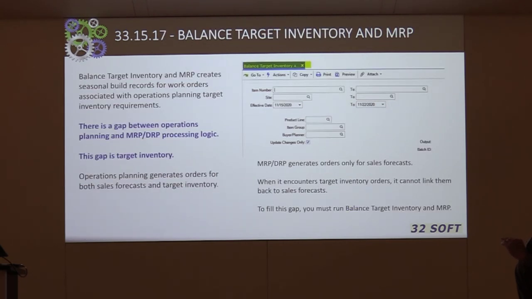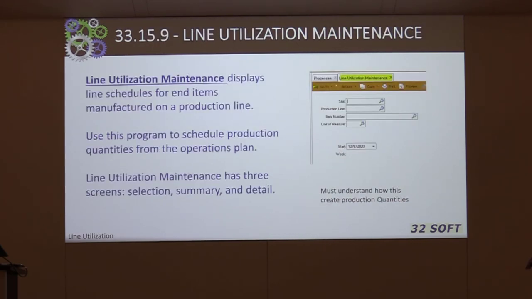You can use then the 13.15.17, and this is kind of important because there's a gap between MRP and S&OP, because MRP and DRP generate orders for sales forecasts. I mentioned before that sales and operations planning uses target inventory. So when the explosion process happens in MRP, it doesn't recognize target inventory. So this function allows the system to take that into consideration when it's doing its explosion. So you need to run this 33.15.17 on a regular basis.